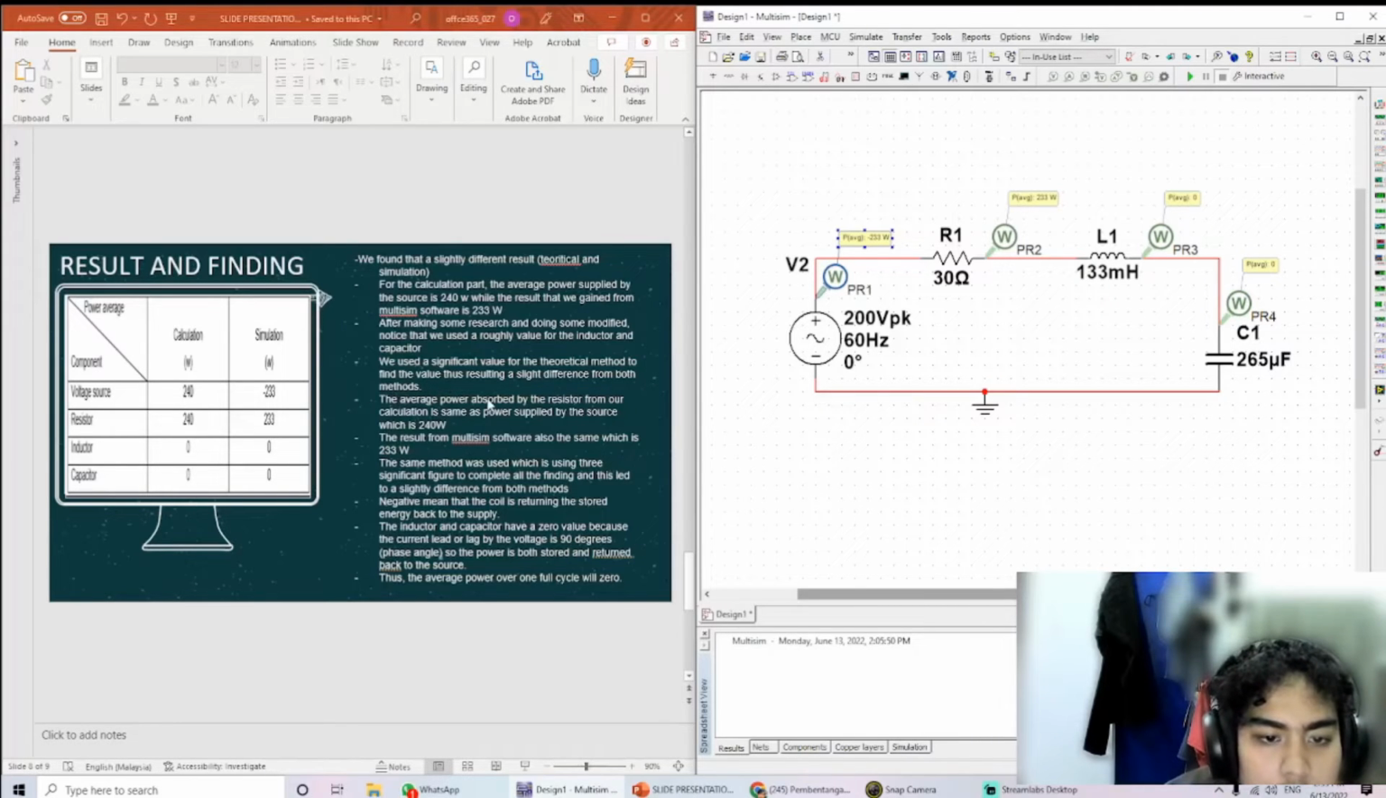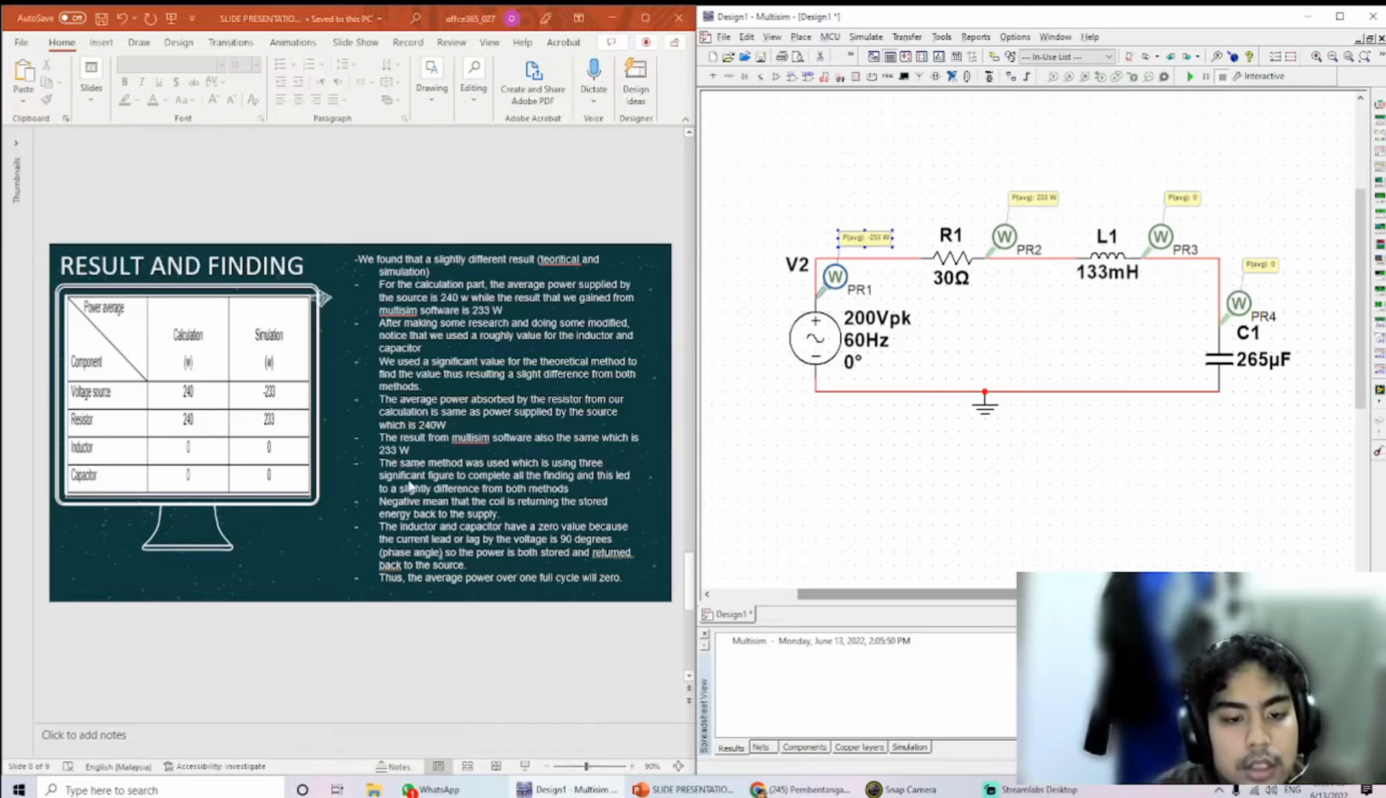The average power absorbed by the resistor from our calculation is the same as the power supplied by the source, which is 240 watt. The Multisim result is also the same, which is 233 watt. The same method was used, using three significant figures to complete all findings, and this led to a slight difference between both methods.